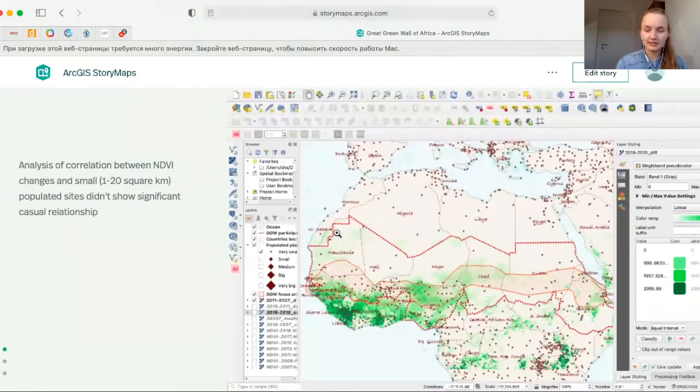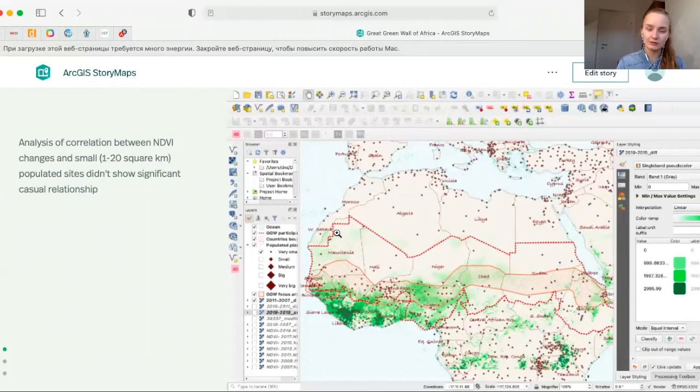I also asked myself, is there a correlation between positive NDVI changes and only small populated sites? Because the main idea of the project, as I said, is not just to plant trees, but also to maintain and improve social resilience. A lot of project areas are connected to local community areas. That's why I used the populated places dataset here, but chose only very small areas, like cities and populated sites from 0 to 20 square kilometers. Here we can see the dots on this map.